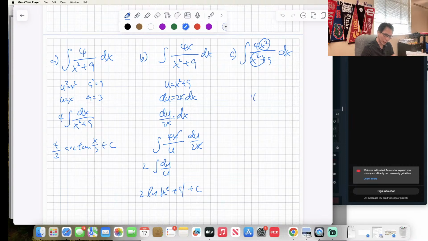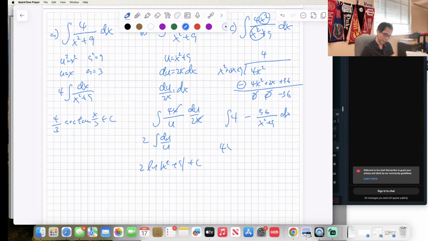So 4x squared divided by x squared plus 0x plus 9. So that is gonna be 4, and that's gonna give you 4x squared plus 0x plus 36, right? And that's this minus sign, so this is 0, this is 0, this is negative 36. So that's gonna be equal to the integration of 4 minus 36 over x squared plus 9 dx.